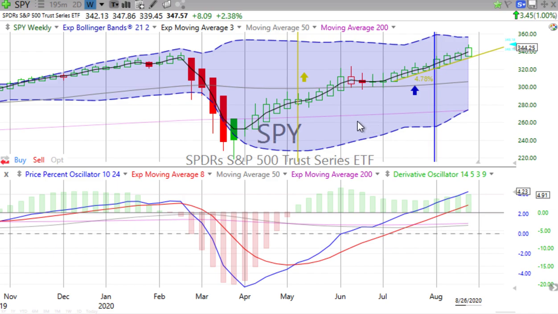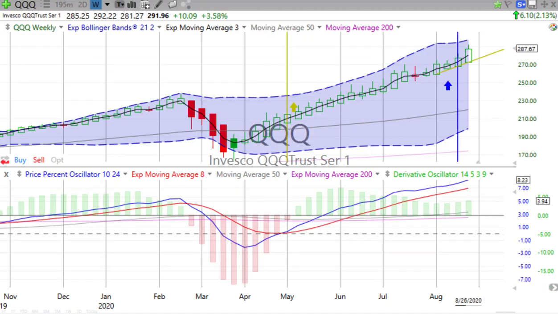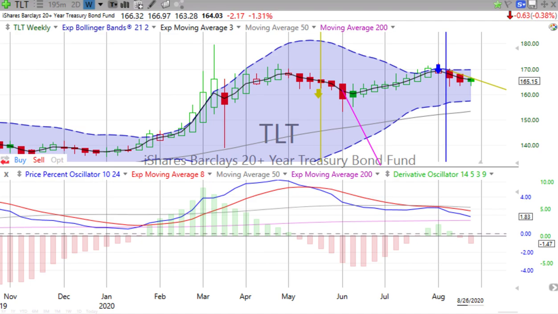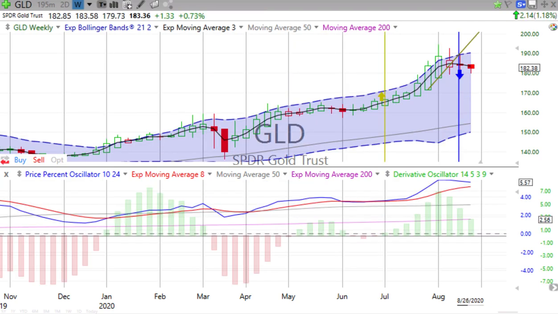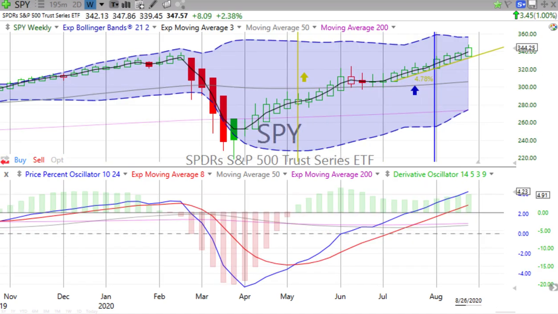Now, let's jump into these markets. We see stocks, both our stock indexes, the S&P 500 up for the day, 1%. We see the Qs up big time today, 2.13%. We see 20-year bonds are down, and gold is up 1.18%. Now, let's jump, as we always do, first into the S&P 500.